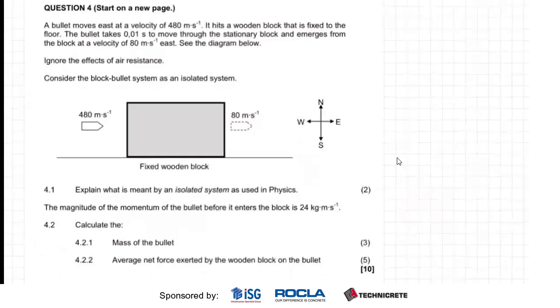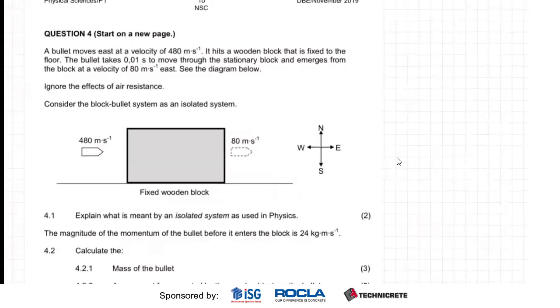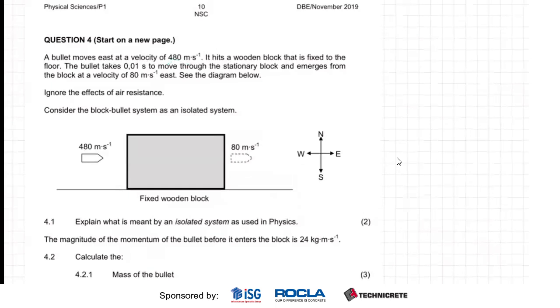Okay, so what have we been given? We've been given the velocity of the bullet as it's going into the block, and the velocity of the bullet as it is leaving the block, the time that it takes to move through the block, and then last but not least, we are given the momentum of the bullet before it enters the block. So we have the momentum, we have the two velocities, and we have the time. That is pretty much it.